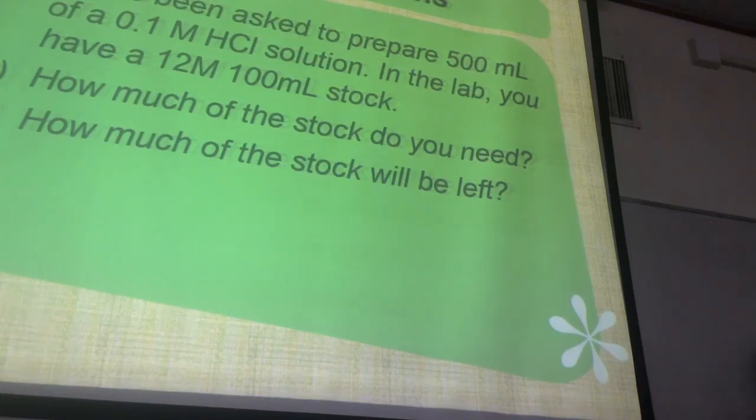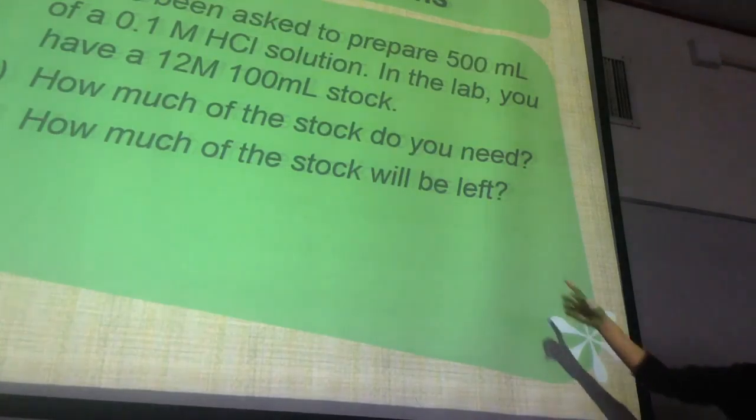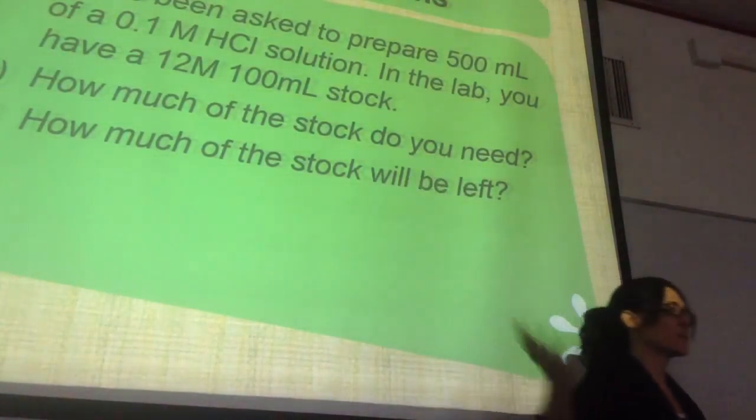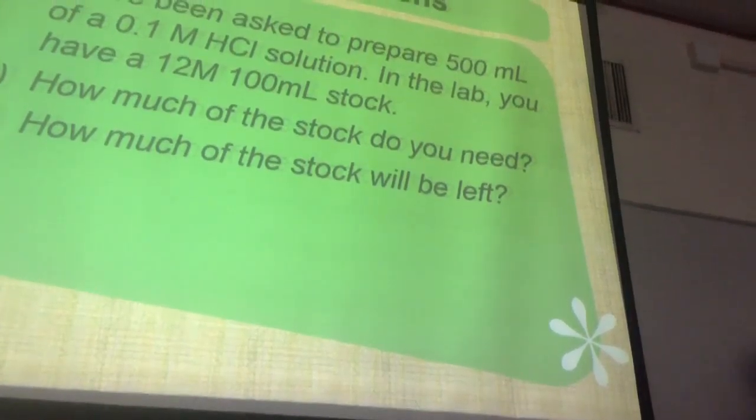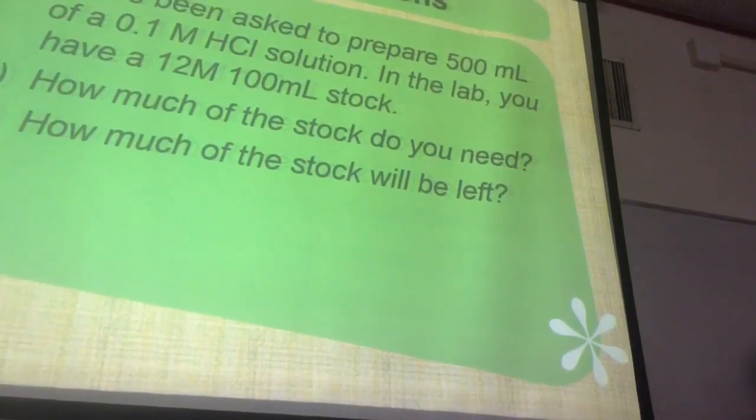Does that make sense? Yes. A lot of people are looking at this, that's what I'm saying, the 100 milliliters doesn't mean anything to us. It's not a concentration. We don't care about it. It's just what's presented.